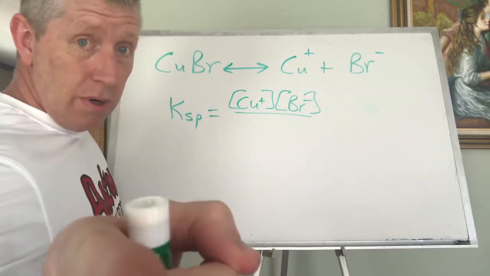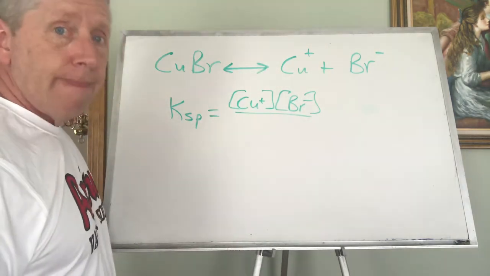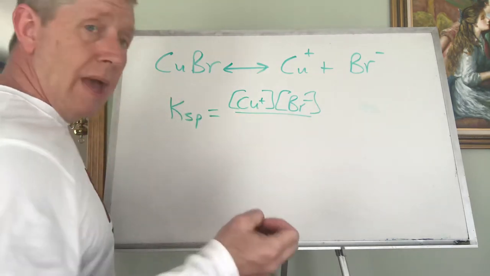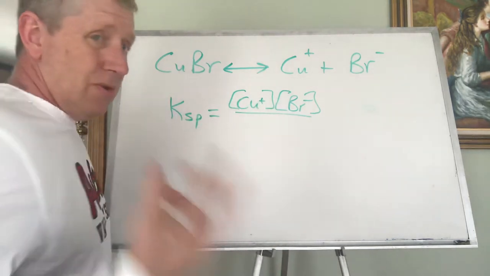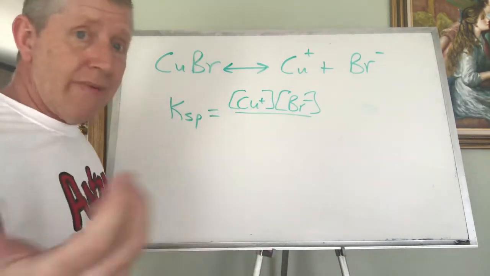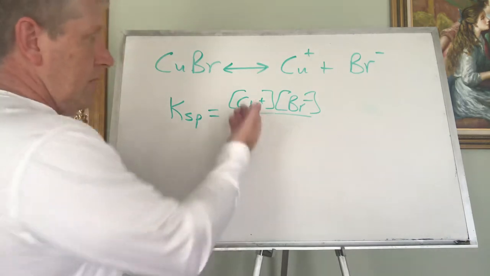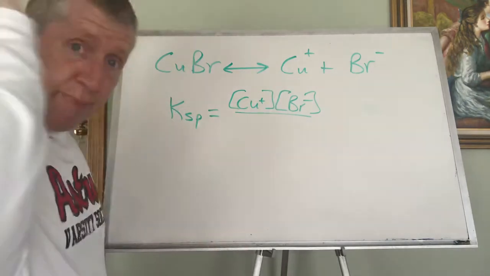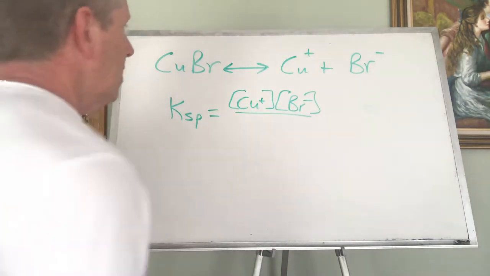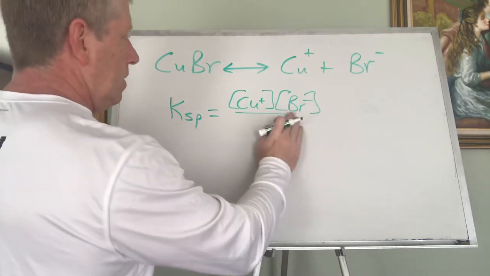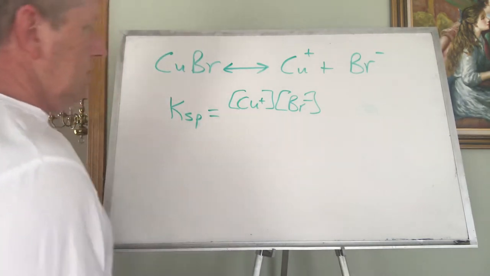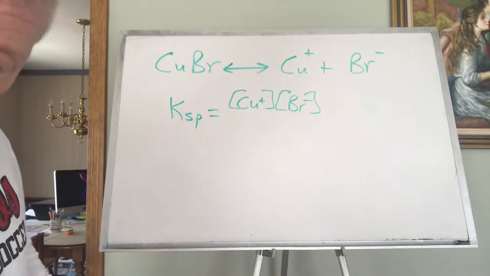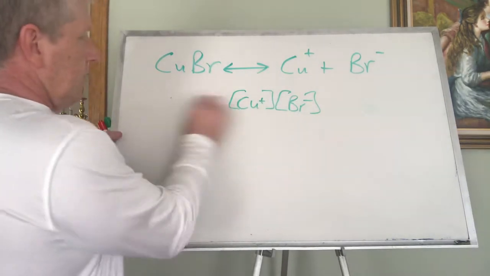Remember what goes into these expressions. Things which are dissolved in the water or gases. We don't put liquids and we don't put solids in these expressions because they don't have concentrations. Remember, you can't have a concentration of a solid. You can't have a concentration of a liquid. It doesn't happen. You can have a concentration of something dissolved in water, which could be an ion, or a gas. So those go in. Anything else? Nein. Think German. So therefore, this does not go in here. So my KSP is just simply the copper and the bromine ion, and that's it. That's my expression for that first salt.